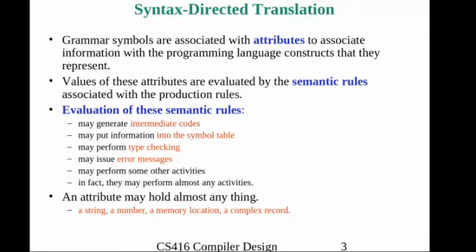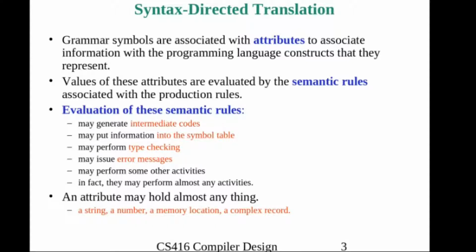For example, identifier is a grammar symbol. An identifier has an attribute, the name of the identifier. An identifier has an attribute, memory location. An identifier has an attribute, value. An identifier has an attribute, type. That means these are the attributes which define that symbol. In syntax directed translation, we associate grammar symbols with attributes. Grammar symbols are associated with attributes to associate information with the programming language construct that they represent.